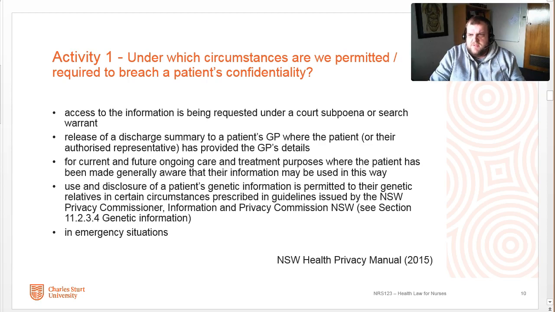Next bit is, under what circumstances are we permitted to breach the patient's confidentiality? So the privacy manual goes through this, and this is directly taken from that: accessing information that's been requested under a court subpoena or search warrant, if the warrant's been provided. Release of a discharge summary to a patient's GP where the patient and/or their authorised representative has provided the GP's details. So it specifically says in the privacy manual, if you're in a hospital and you say, my doctor is Dr. Smith, that you have consented to Dr. Smith getting a record of your hospital stay.